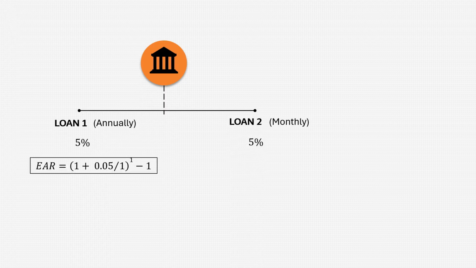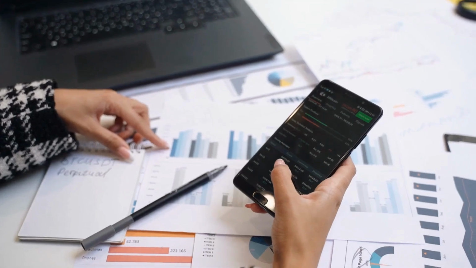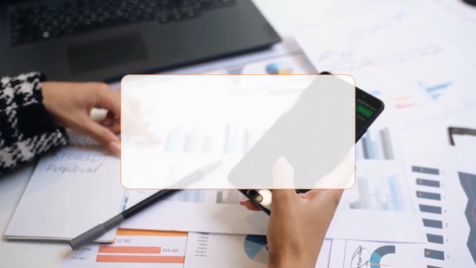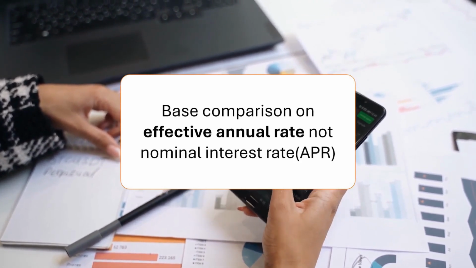The one that compounds annually will have an EAR same as its nominal interest rate, and the other that compounds monthly will have an EAR of approximately 5.12%. So the one with a lower EAR is definitely a better choice from a borrower's perspective. The conclusion is, while comparing financial products like loans or investments, it's crucial to base comparisons on the effective annual rate, not the nominal interest rate.